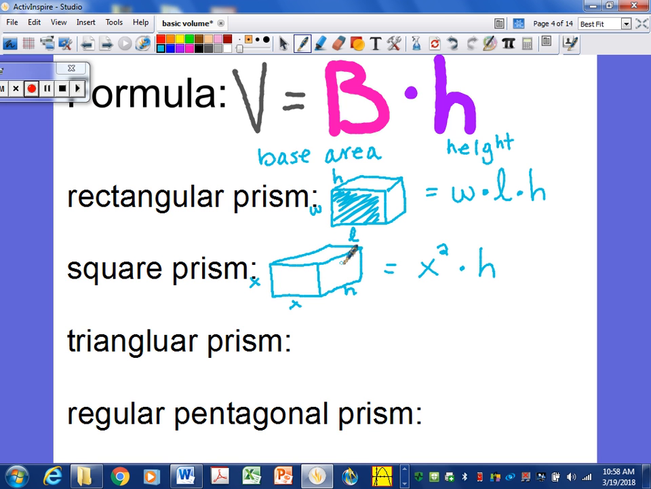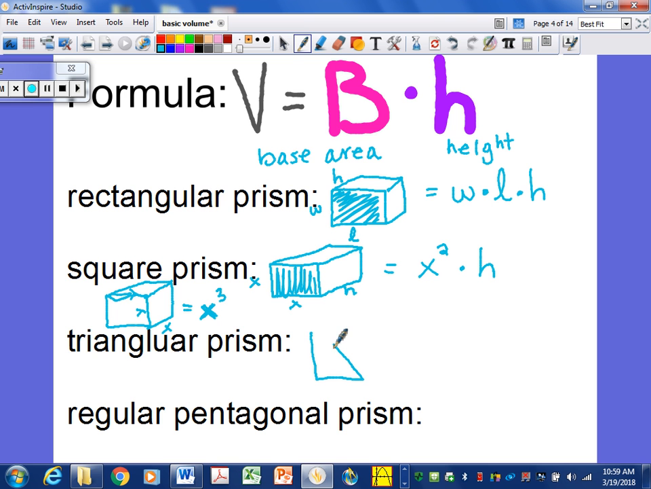So if this were a cube, if they were all the same, a cube is a special type of square prism where the height is the same as the base. Okay, they're all x. For a cube, the volume is x cubed. But for any rectangular prism or square prism, it's the area of the base, which is a square, so x squared times the height.